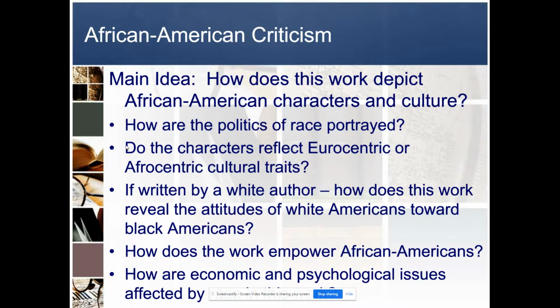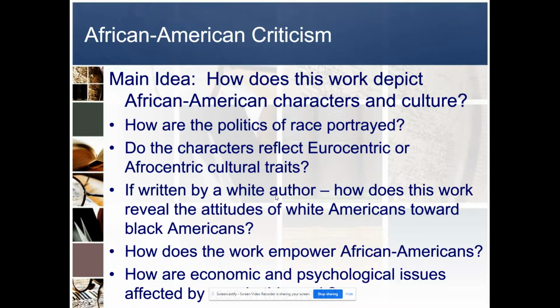Do the characters reflect Eurocentric or Afrocentric cultural traits? Are the values and virtues of white European people being shown to be higher or more virtuous, or is the work celebrating and championing the Afrocentric cultural traits above those Eurocentric ones?